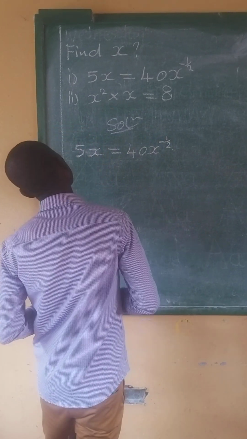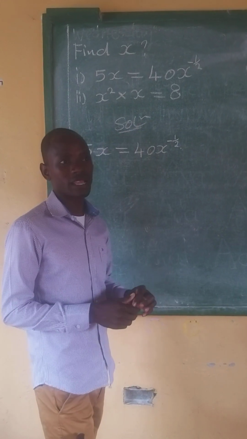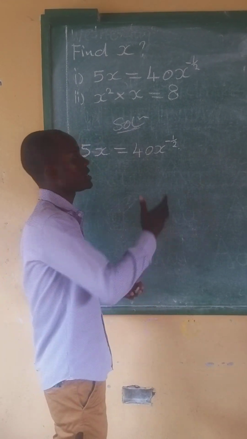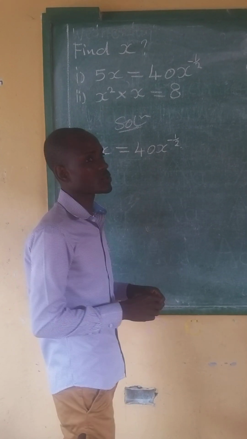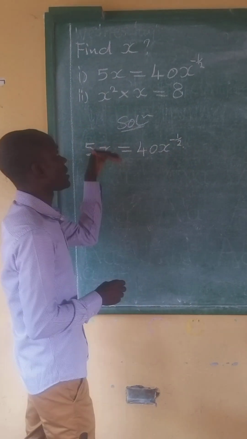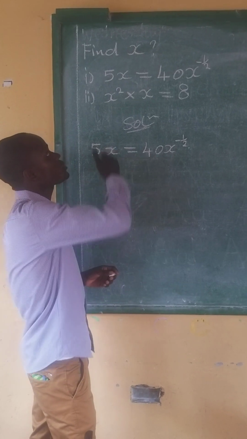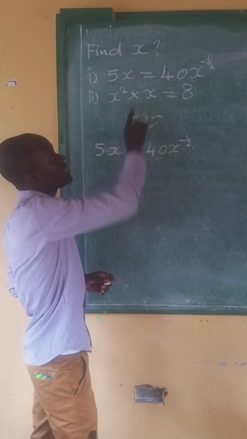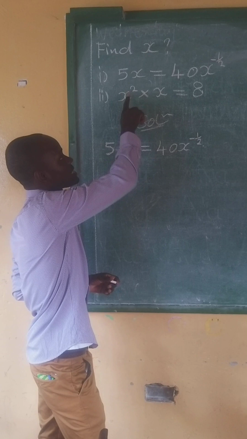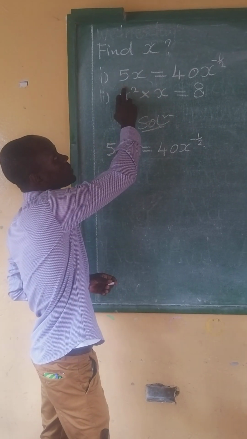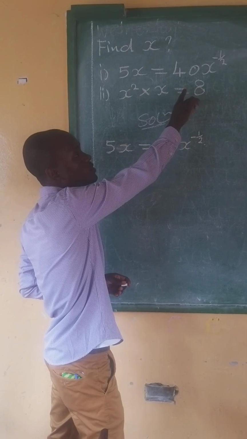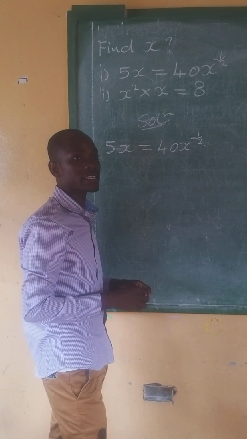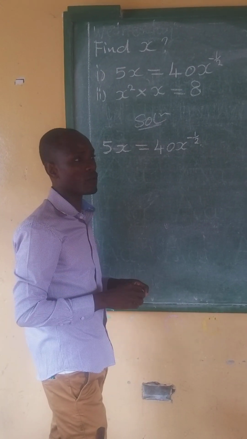So today we are going to look at these questions which are on the board. These questions concern indices. We are going to start with the first question, which states: find x. The first question states 5x is equal to 40x to the exponent of negative 1 over 2.